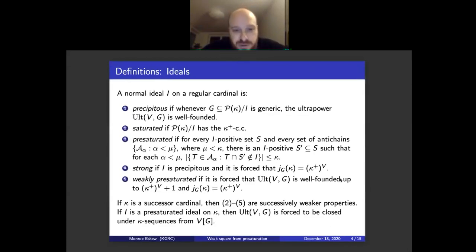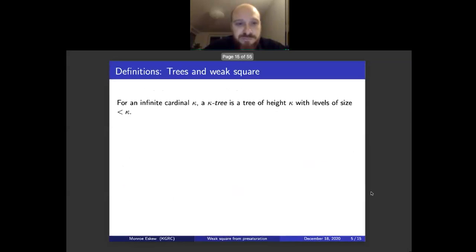Okay, so properties 2 through 5 are either well known or trivially seen to be successively weaker properties. And presaturated is a key property because it implies that the ultrapower is closed under kappa sequences from V[G]. And I should say, weakly presaturated is strictly weaker than strong. So this extra assumption of full well-foundedness is actually a stronger assumption.